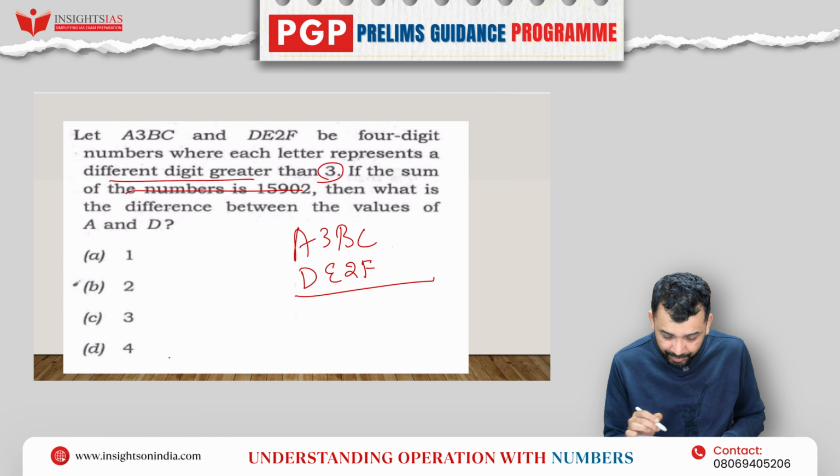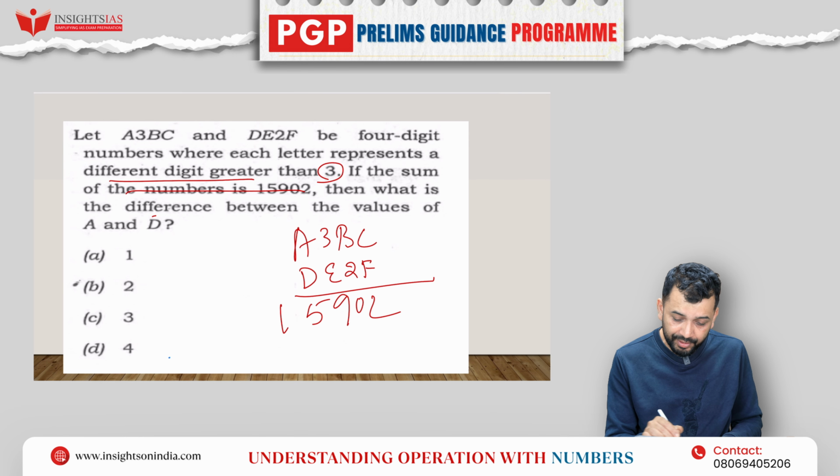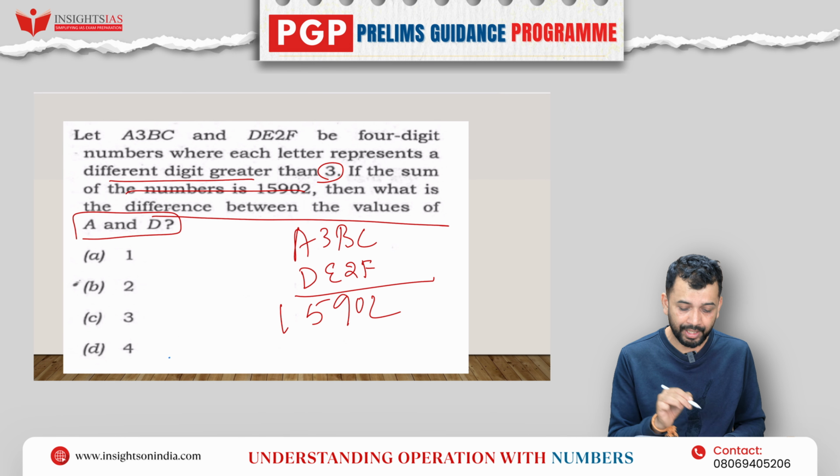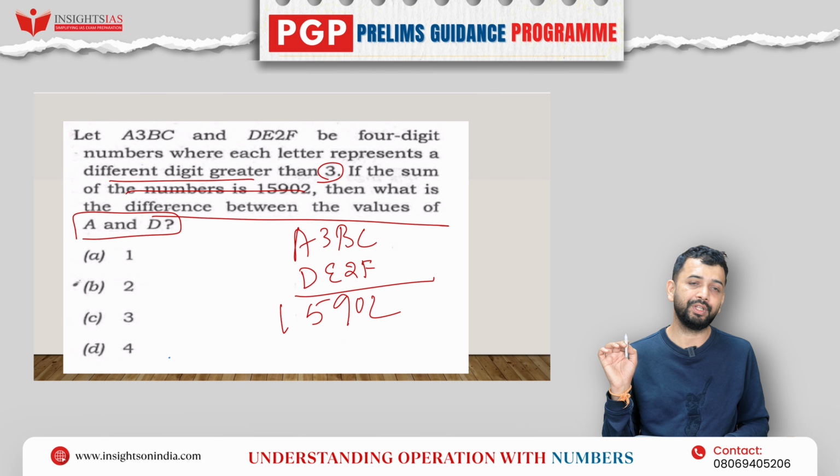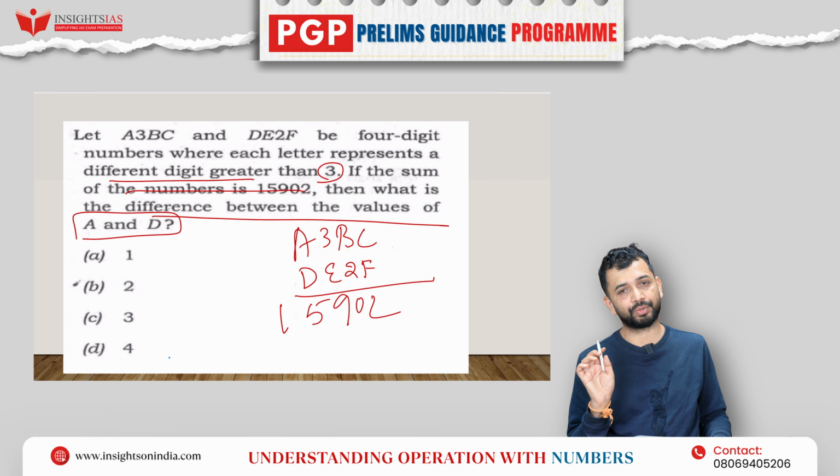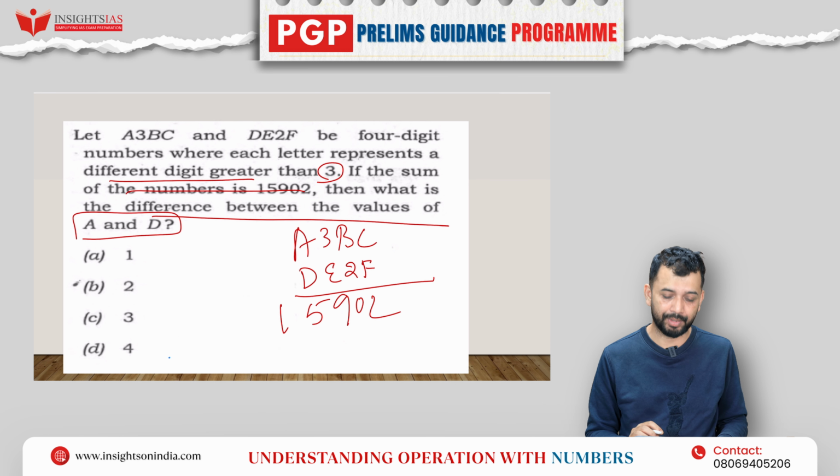If the sum of the numbers is 15902, then what is the difference between the values of A and D? What is the difference between these two numbers? This is your first question. Please answer them in the comments.